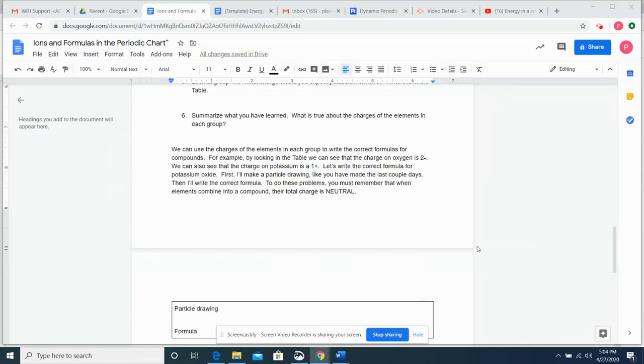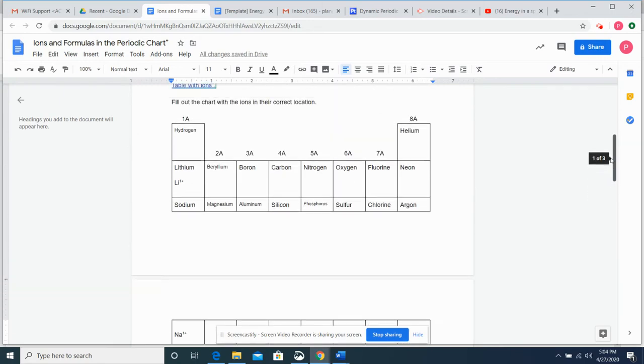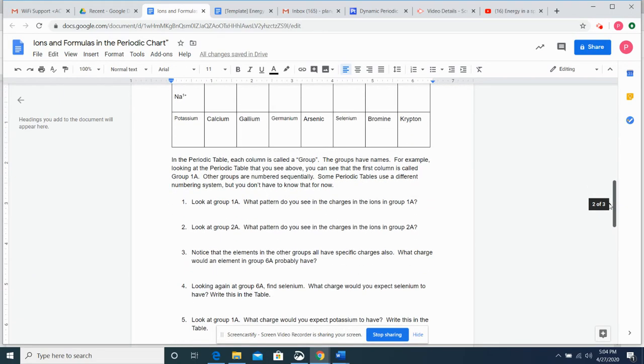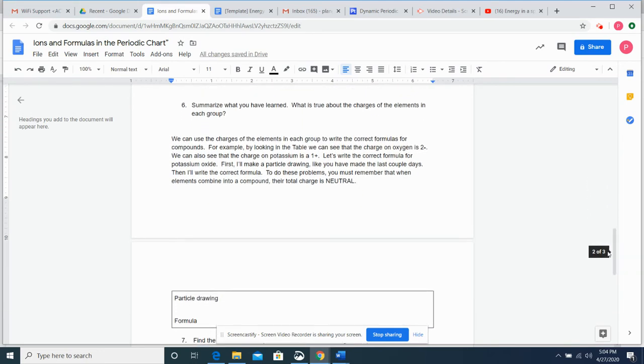You're going to be asked to write the correct formulas for compounds by using the periodic chart that you drew right up here with elements in it. All right, so coming down here to this question, I'm going to give you two examples of this. Looking at this question, oxygen happens to have a 2 negative charge, and potassium is a 1 positive charge.